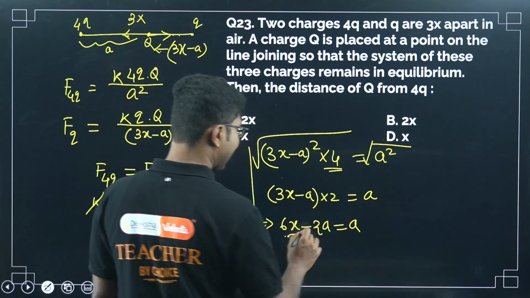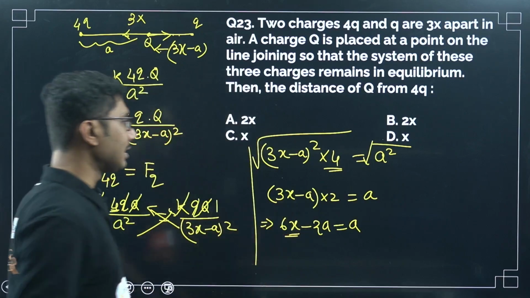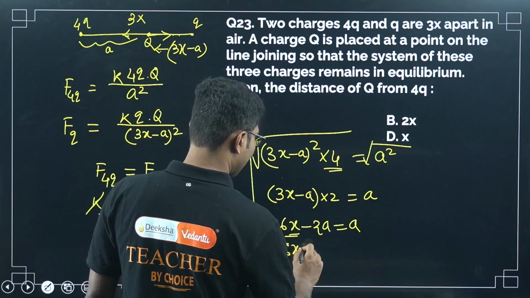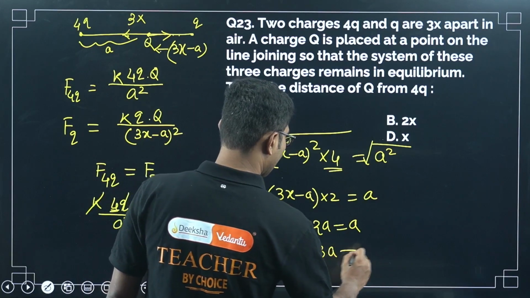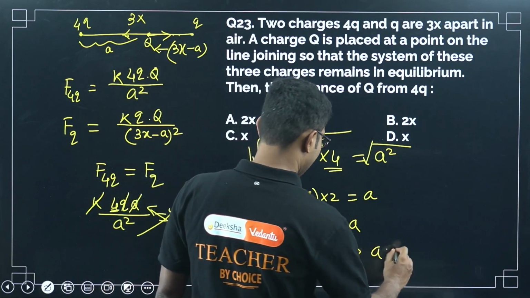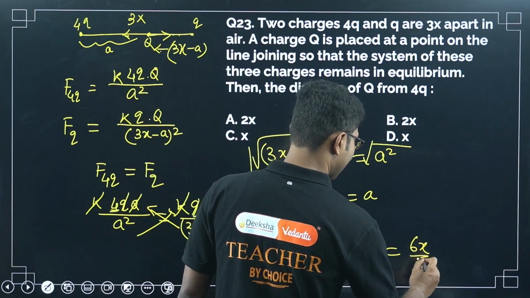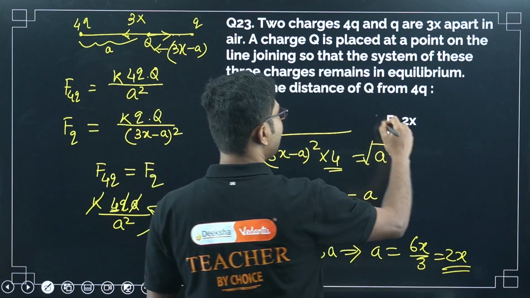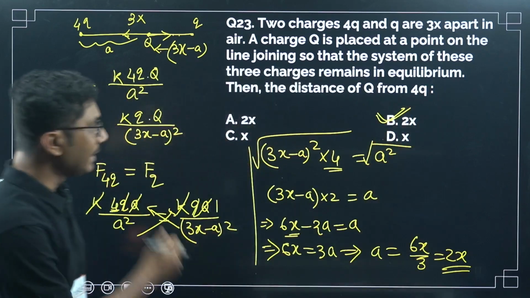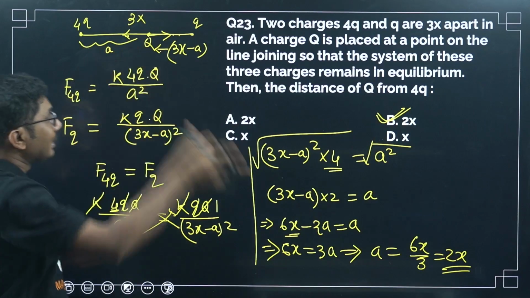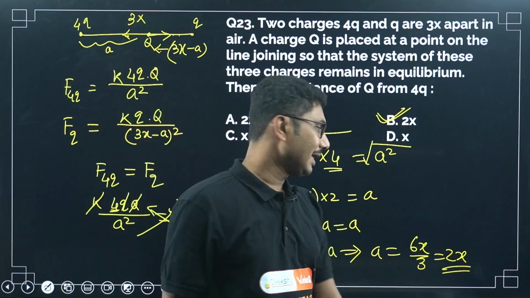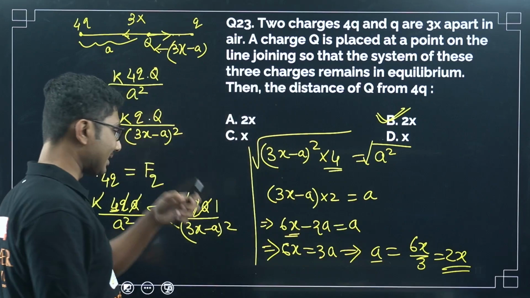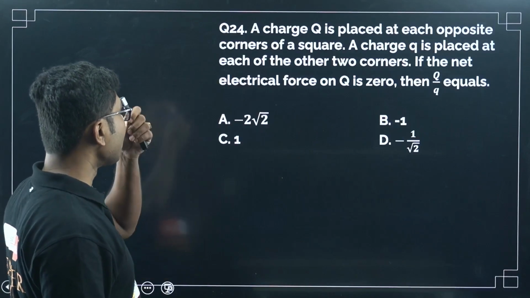Now remember that here x is given, A is not given. A we assumed. So 6x equals 3A, or A equals 6x by 3 equals 2x. So the distance from 4Q will be 2x, because we have assumed the distance from 4Q is A. So if you calculate A, then we will be fine. So the distance will be 2x. Now let's move on to the next question.